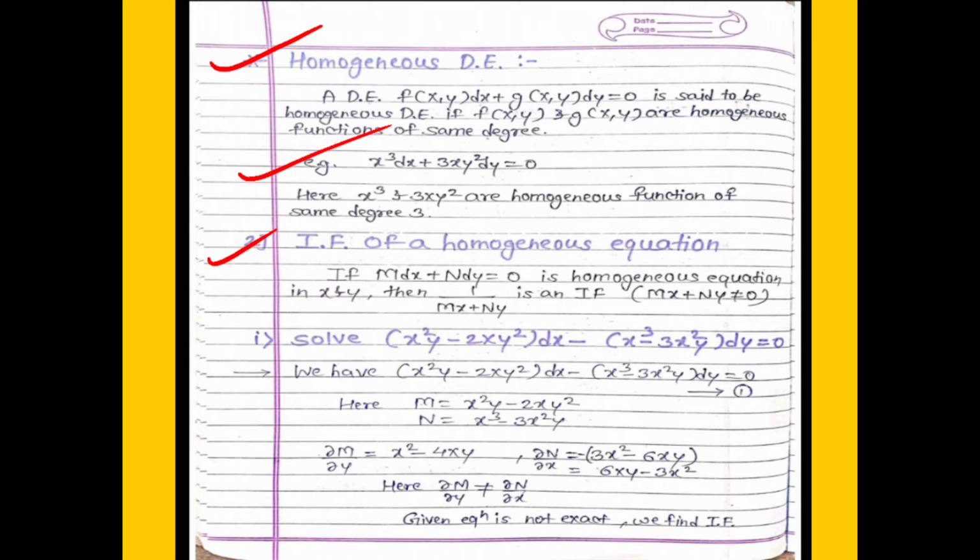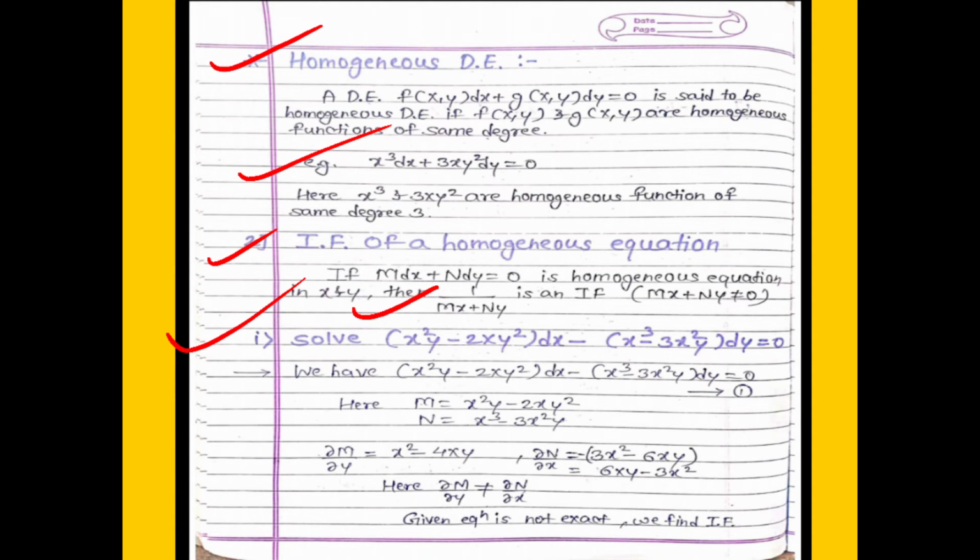If M dx plus N dy is equal to 0 is a homogeneous equation in x and y, then 1 upon (Mx plus Ny) is an integrating factor. So you have to remember, if the given equation is a homogeneous equation, that is, it has same degree functions, then the integrating factor will be found by taking IF equal to 1 upon (Mx plus Ny). So let us move towards the question for better understanding.